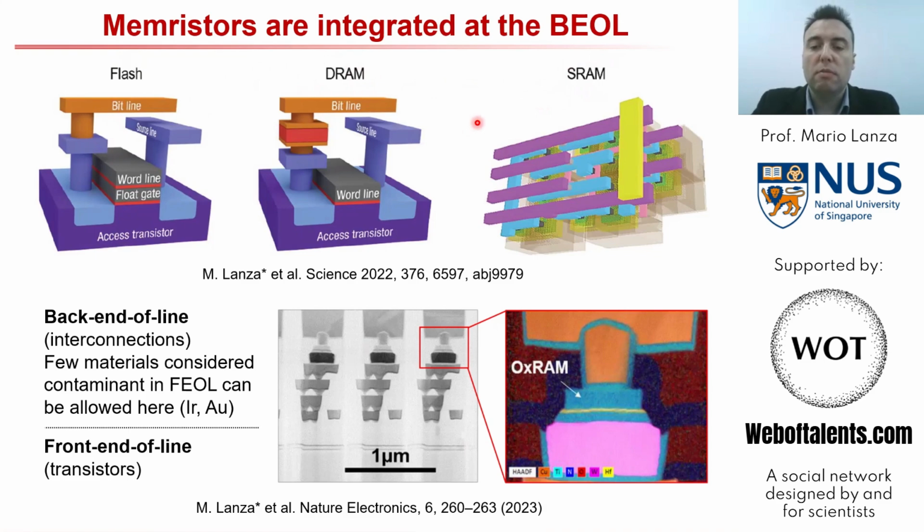On the contrary, memristors can be integrated at the back end of line of the silicon microchips. And this is very interesting because this can be easily fabricated in a university. And moreover, here we can use many more kinds of materials. Let's say the restrictions in terms of contamination are much lower.